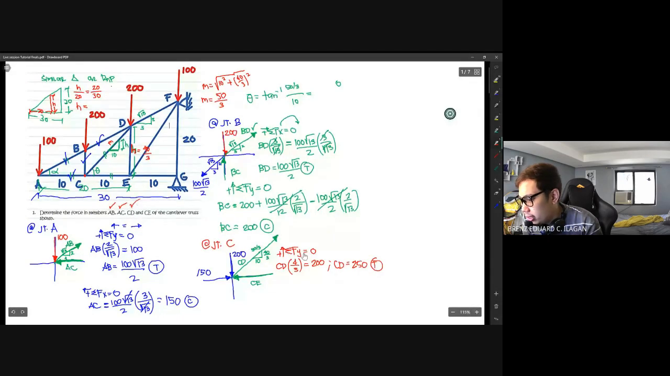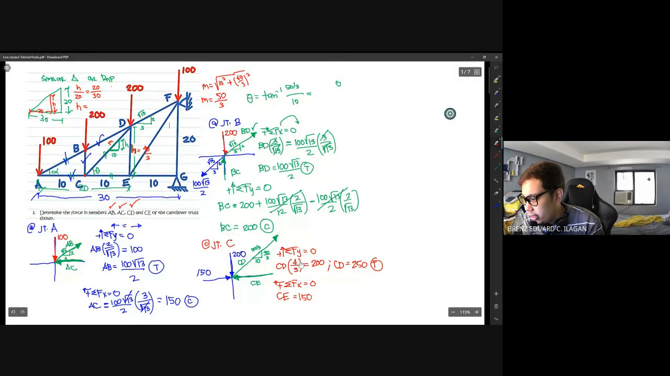Okay. And then last will be for CE. So just take summation of forces ng X. So, ang ginawa kong positive is pakaliwa, gawa ni CE. So, CE is equals to, so ito paanan. So, negative siya, kaso transpose sa kabila. So, maging equals, so positive. Lahat ng paanan na ngayon is positive.